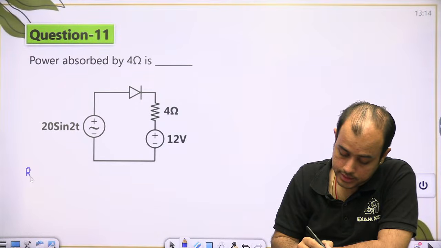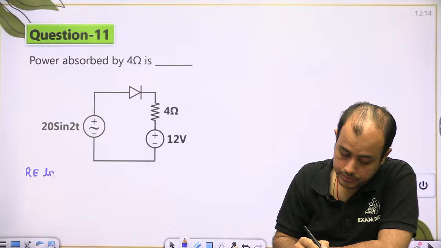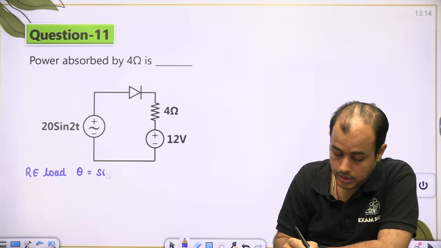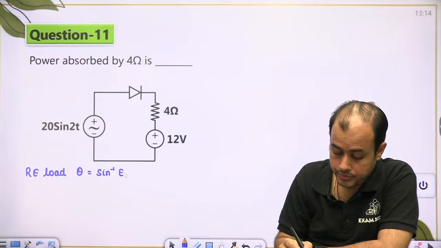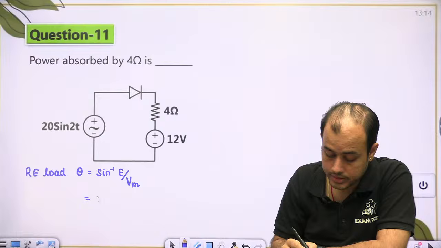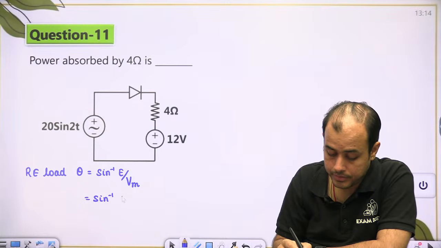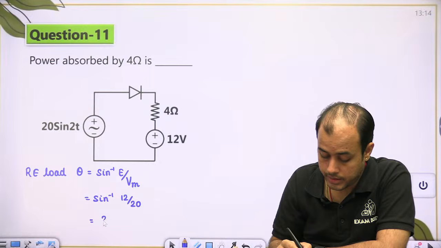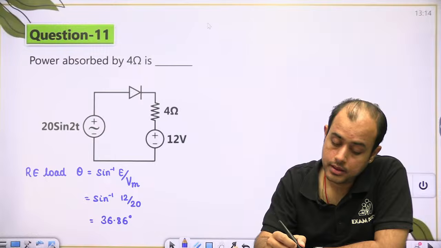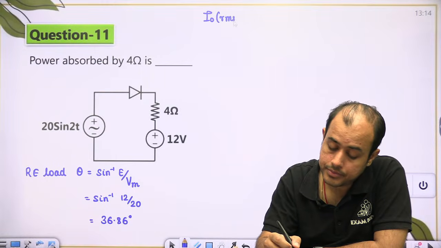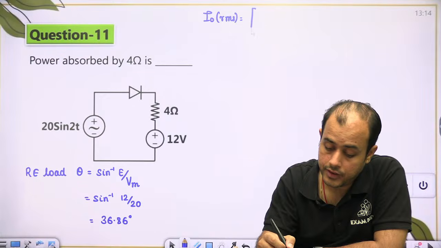So look, this is an RE load. Theta is sine inverse E by Vm, 12 by 20.6. Now I need I naught RMS. It is a half wave rectifier.